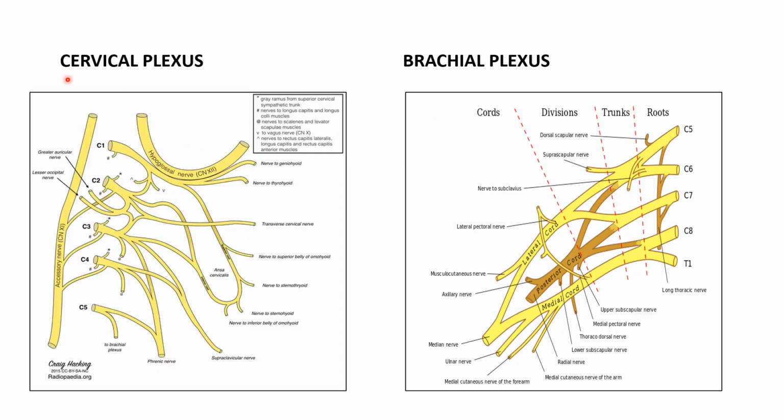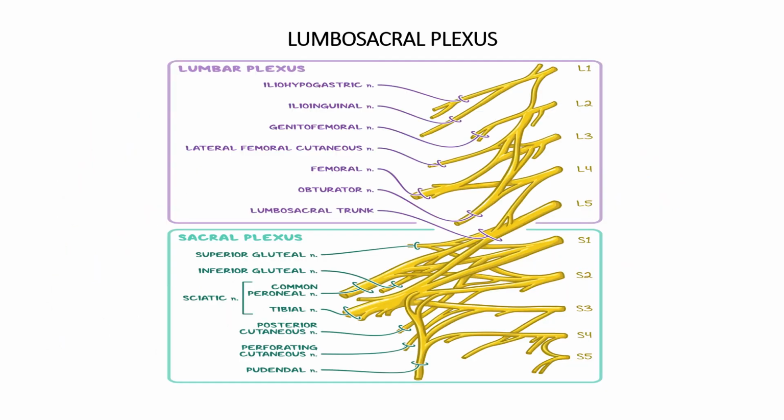You can see here the cervical plexus, which is formed from the C1, C2, C3, C4, C5 anterior rami. Whereas the brachial plexus is formed from the C5, C6, C7, C8 and T1 anterior rami. Here you can see the lumbosacral plexus: the lumbar plexus, L1, L2, L3 and L4. Then coming to the sacral plexus, L4, L5, S1, S2, S3 and S4.